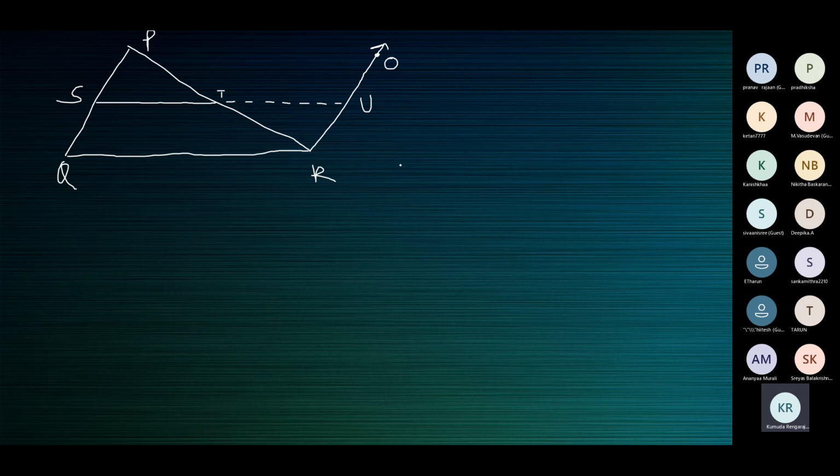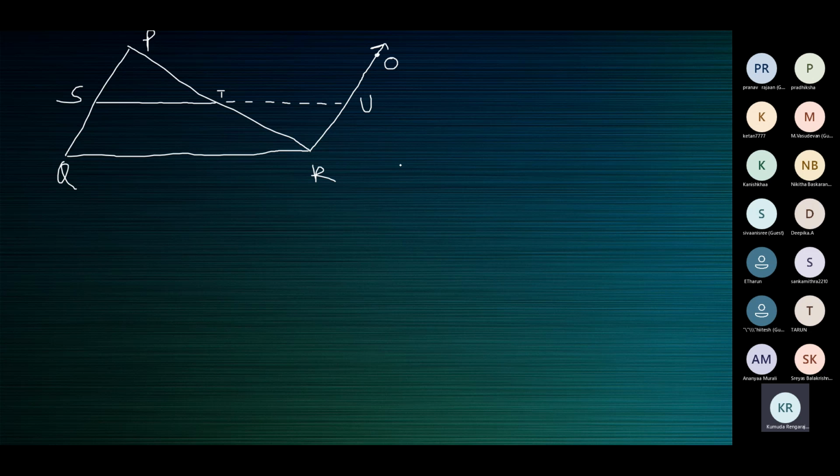So you want to prove that QS is equal to RU. Because QS is parallel to RU, this is your requirement. If you prove QS is equal to RU, then by the criterion, one pair of opposite sides parallel and equal, it's a parallelogram.